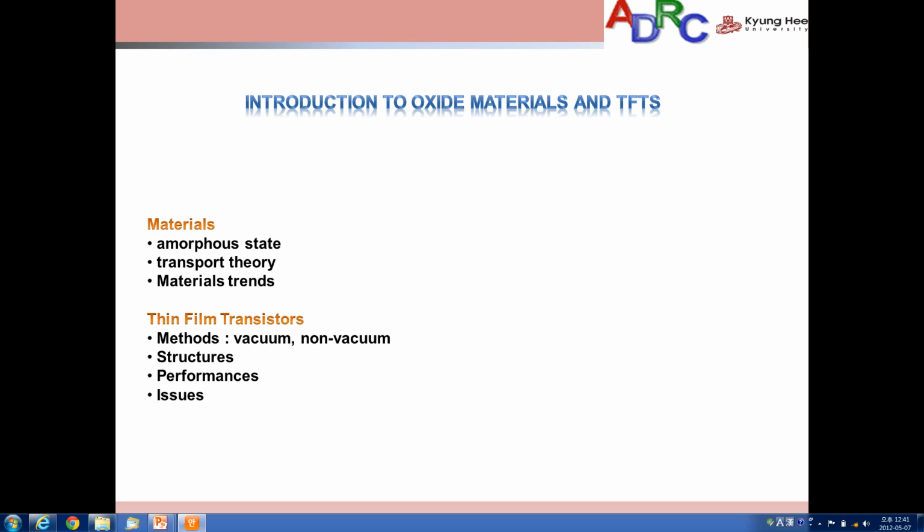are basically vacuum and non-vacuum processes. Then I will introduce some structures of this thin film transistor to show some performances and then talk about some issues. And also I will talk especially about solution process oxide TFTs and discuss what these issues are especially.